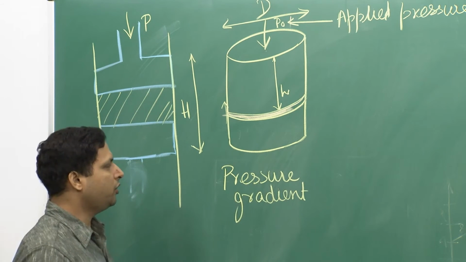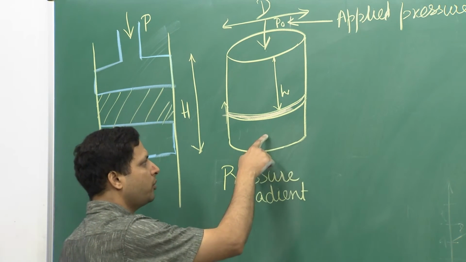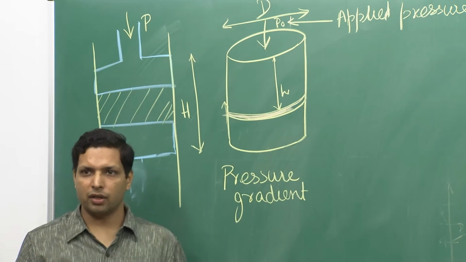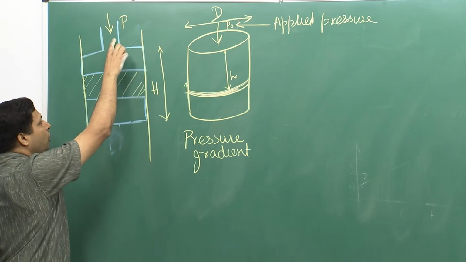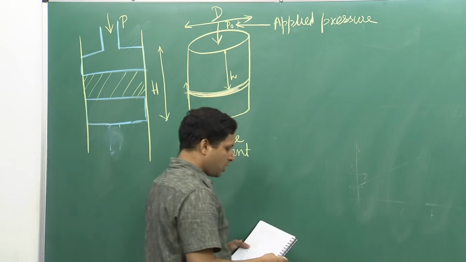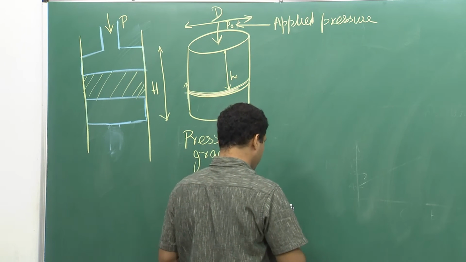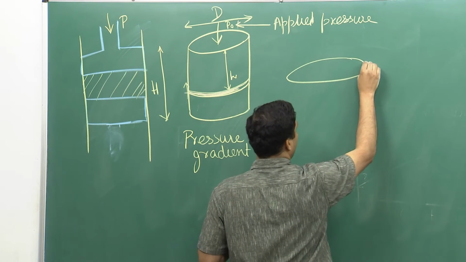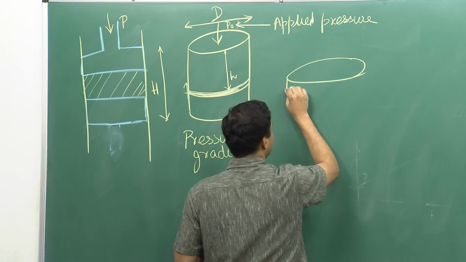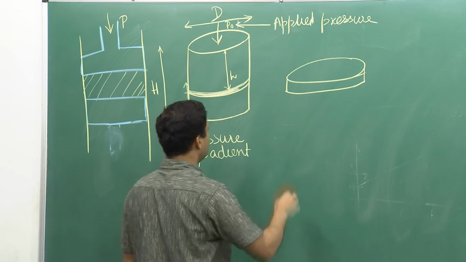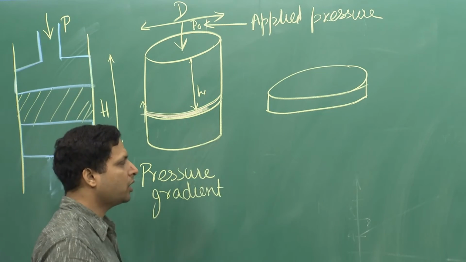Even qualitatively you can look and say that the pressure would be lowest at this point, decreasing all the way from over here, and this is the case when we are applying pressure from only one direction. So, now let us take out this element from over here and analyze it in more detail.